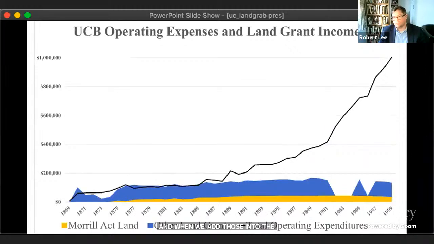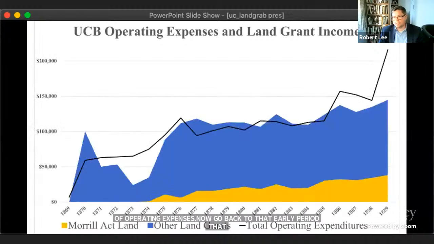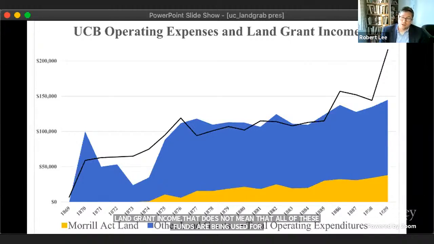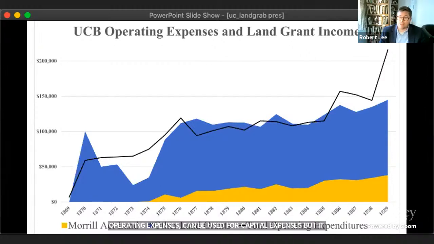This is, in the first 40 years, the rest of the land grant income and its relationship to the amount of operating expenses. Now, if we go back to that early period that I started with in the next slide, you can see how central they are in the first 20 years. There's a period from the mid-1870s to the mid-1880s when more than 100% of the operating expenses are being generated by land grant income. That doesn't mean all of these funds are being used for operating expenses. They can be used for capital expenses, but it gives you a sense of the extent, the importance of these funds for running these universities.